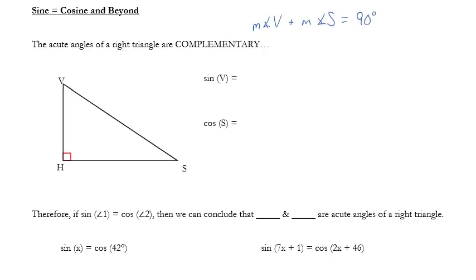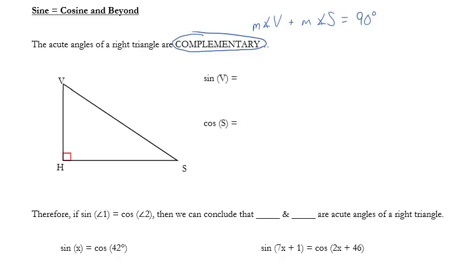We're going to discuss a couple of different things about the sine, cosine, and tangent functions as they relate to our right triangle, specifically the sine and the cosine. Before we do that, let's just recall this. Acute angles of a right triangle are complementary. In this case, that means the measure of angle V and the measure of angle S, those are the acute angles in this right triangle, add to 90 degrees. That's the definition of complementary.